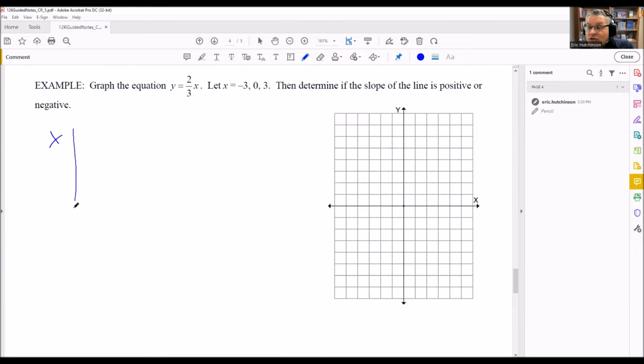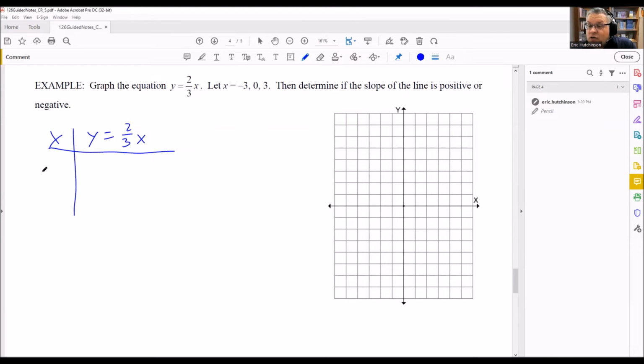So we have an X and a Y. Y is already solved for us, so we can just put Y equals 2/3 X right in there. And then we have another column, we'll put (X, Y). If it wasn't solved, we'd have to do some algebra first to solve for Y equals the line that we'll put in there. But in this case, we don't have to do that. It's already solved for us.